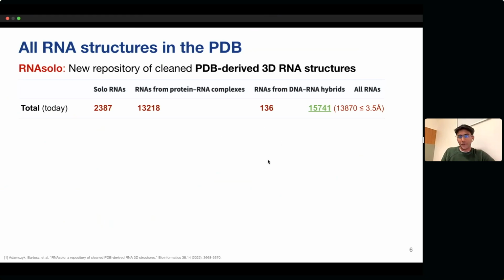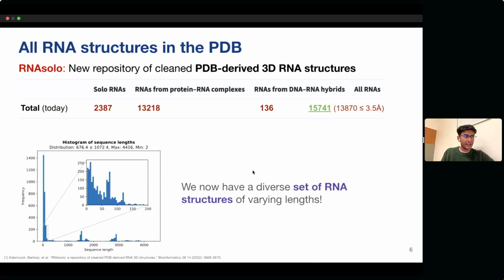And when you do the filtering and look at things that would be considered useful or nice to generate, we filter that even more and look at any RNA between 50 nucleotides and like 250 nucleotides. That really gives us a diverse set of RNA structures of varying length. It gave us about 3,000 structures that we were able to play with.